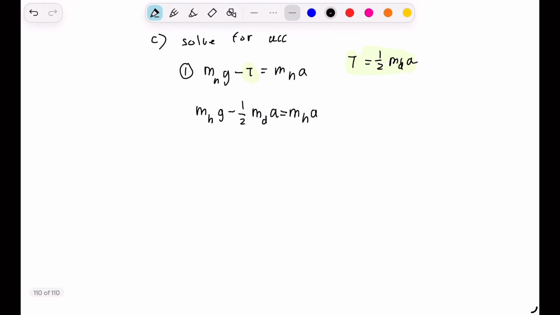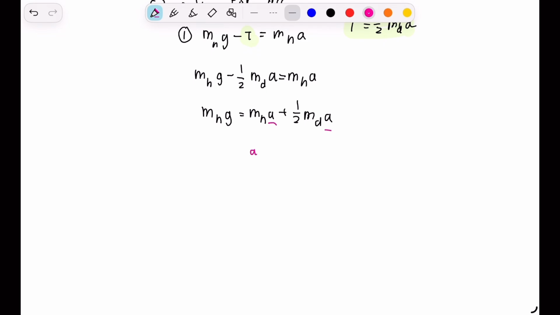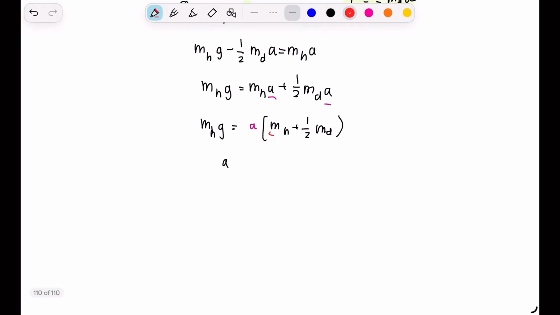We rearrange our terms here. We have mhg is equal to mhA plus 1/2 mdA. What we have here is A in both terms, so we can factor out that A. We have mh left over, and we have 1/2 md, is equal to mhg. So if we just solve for acceleration, we'll divide both sides by this. So we get acceleration A is mhg divided by mh plus 1/2 the mass of the disk.